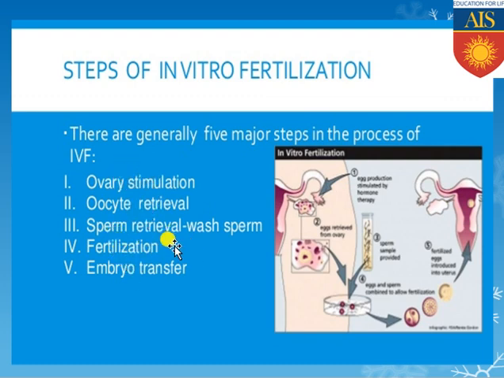Next, sperm also will be retrieved from the male body, obviously from the male testicles or epididymis. Then the sperm will be washed properly, and within the petri dish the fertilization will be performed. After fertilization, we need to wait up to the blastula stage, and that blastula stage will be implanted into the endometrial lining of the female, and that is the embryo transfer. Then the entire developmental process of the embryo will take place within the female body. So these are the steps of in vitro fertilization that I have discussed.